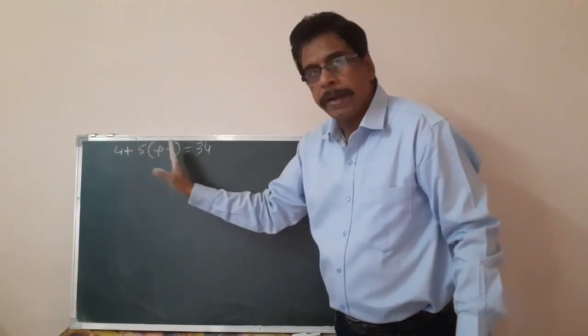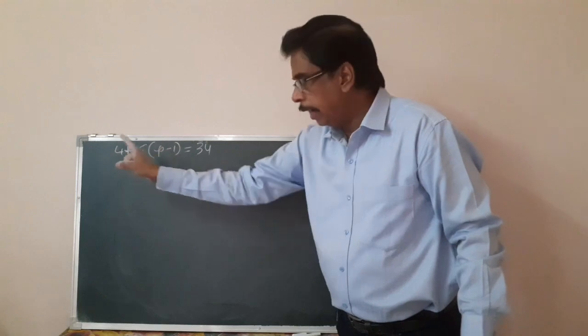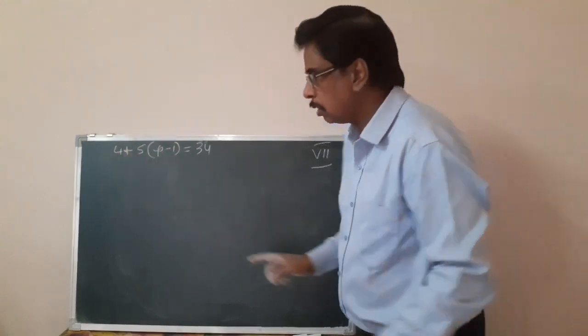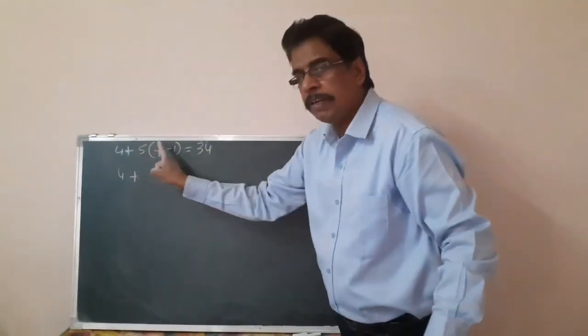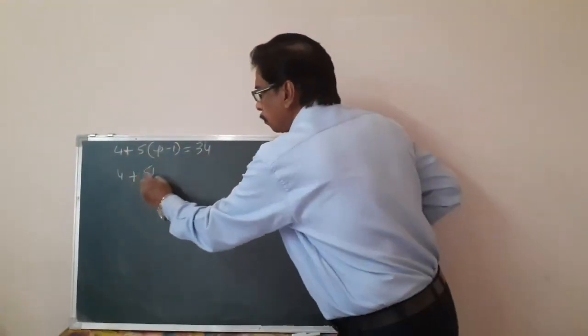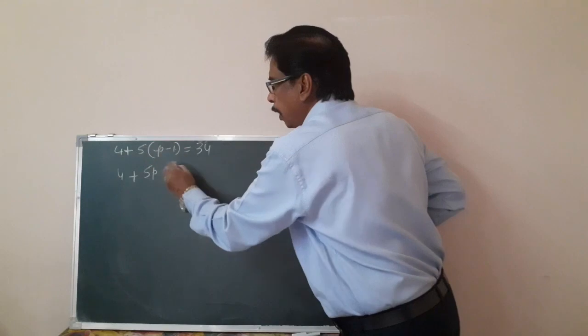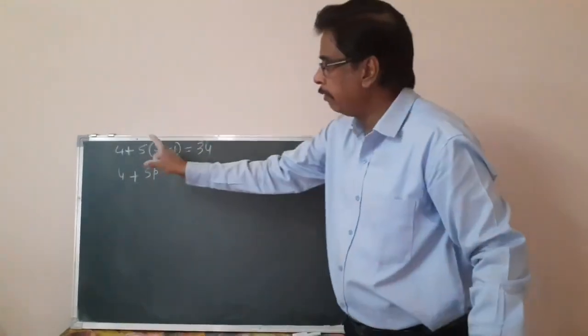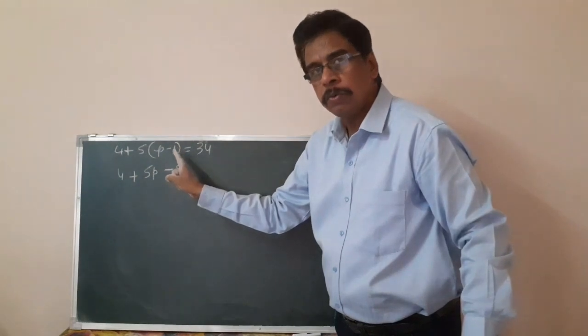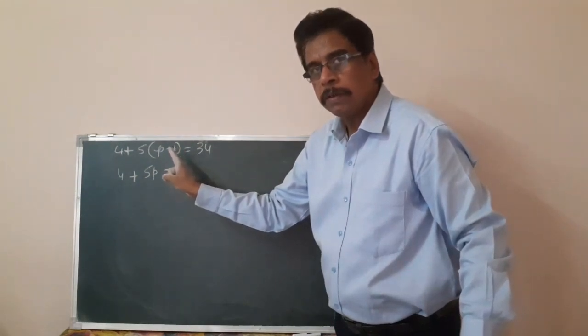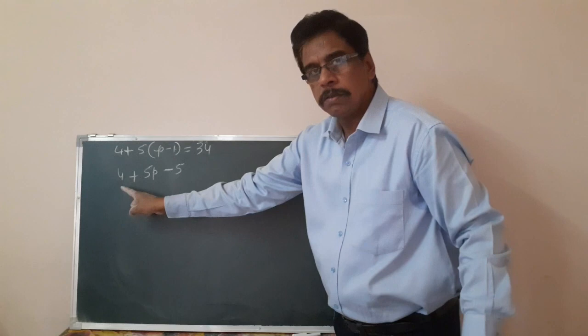First, we open the bracket. Write this number as it is, 4 as it is. Plus, now open the bracket. 5 into p is 5p. Minus 5 into 1 is 5. When we open the bracket, we multiply 5 with p and 5 with minus 1 also. This will be written as it is.